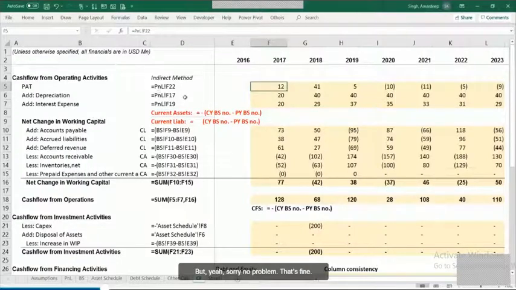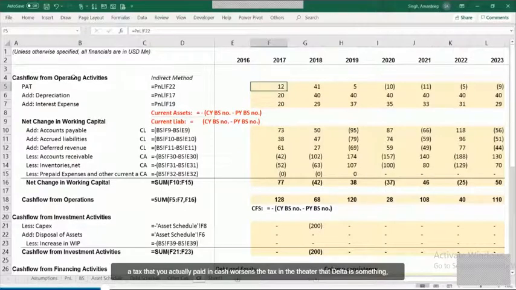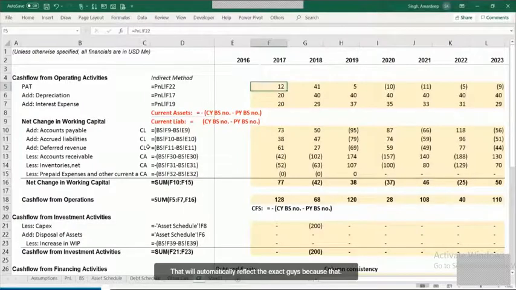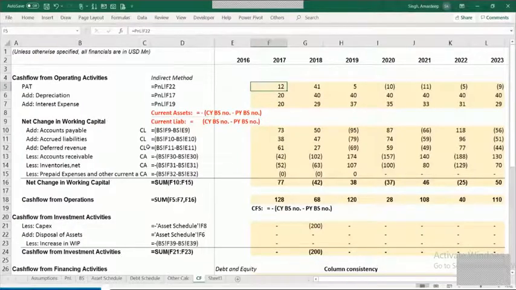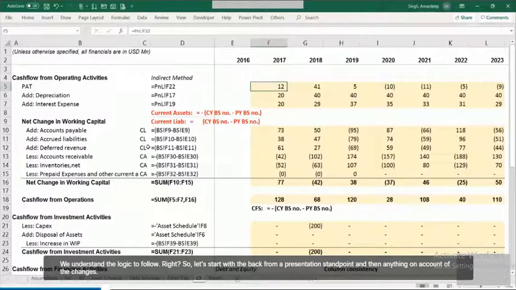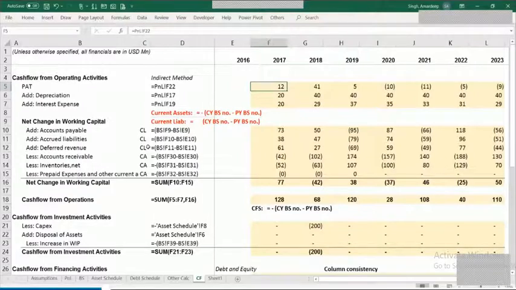So you begin with PAT, that's after tax as per the book accounting, and any differences between the tax that you've actually paid in cash versus the tax which is being shown in the P&L, that delta is something which is reflected in the balance sheet. The moment you account for changes in working capital, it will automatically reflect the exact cash figure that you have. So I would say we don't even need to think about it, because once we understand the logic, we follow it straight, right? So start with the PAT from a presentation standpoint, and then include the adjustment on account of the changes.